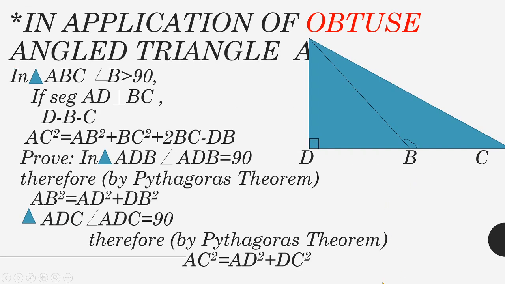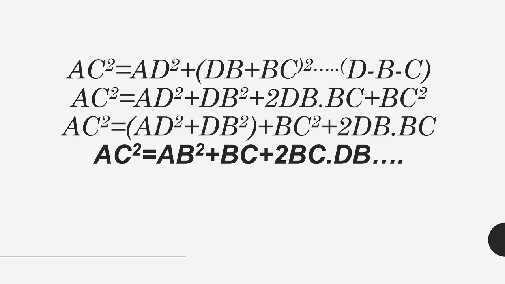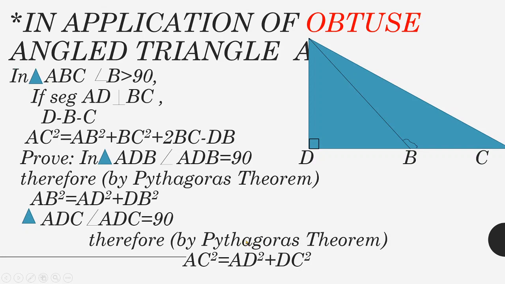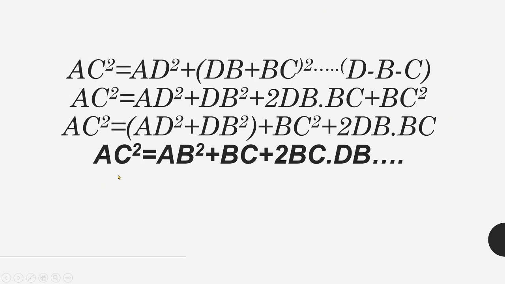Again see in the figure, our first result: AD square plus DB square is equal to AB square. So you can write AD square plus DB square as AB square in this step. Therefore AC square is equal to AB square plus BC square plus twice BC into DB.